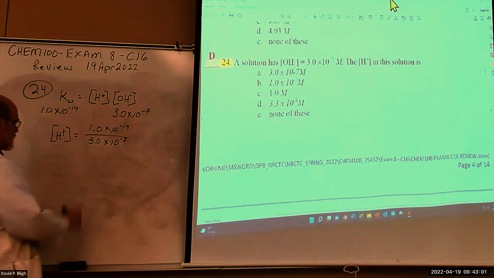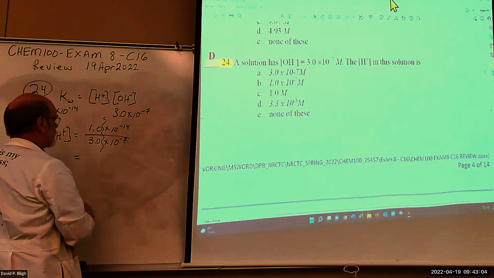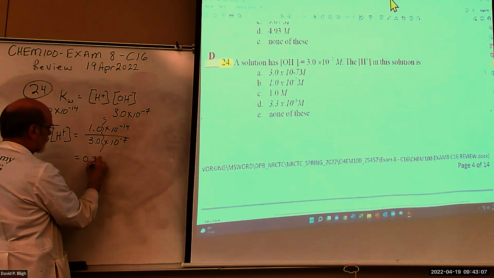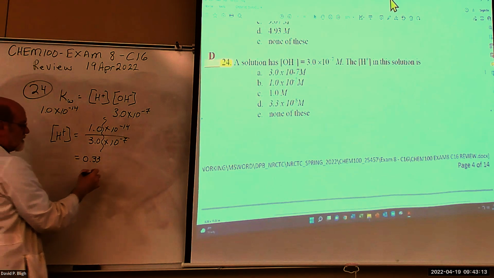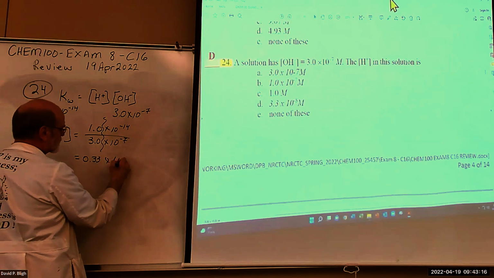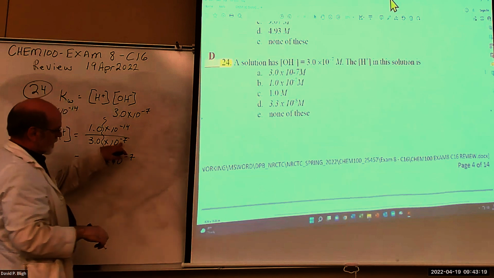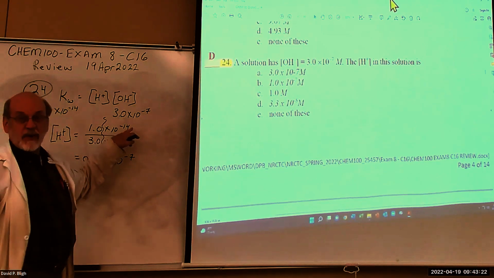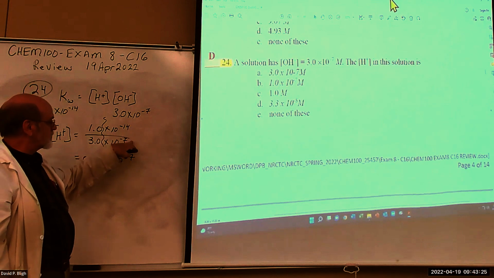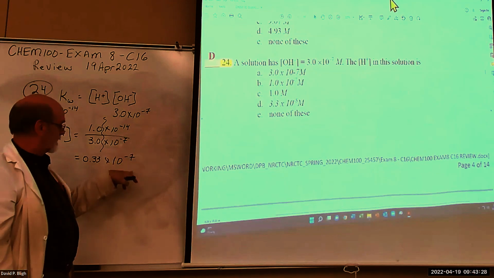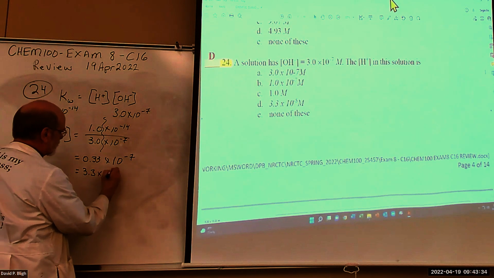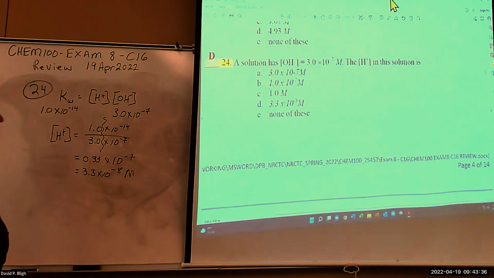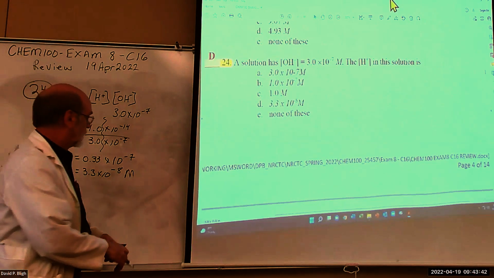Okay? We can do this one in our head, right? Just subdivide it. 1/3 is what? 0.333. Well, actually, we only need 2 of them because it's 2 significant figures. And then times, what's this one? This one is 10 to the minus 7 because exponents: this exponent minus this one. So minus 14 minus a minus 7 is minus 7. And then we just resolve it. 3.3 times 10 to the minus 8 molar. There it is right there. So some of these you can do without your calculator.